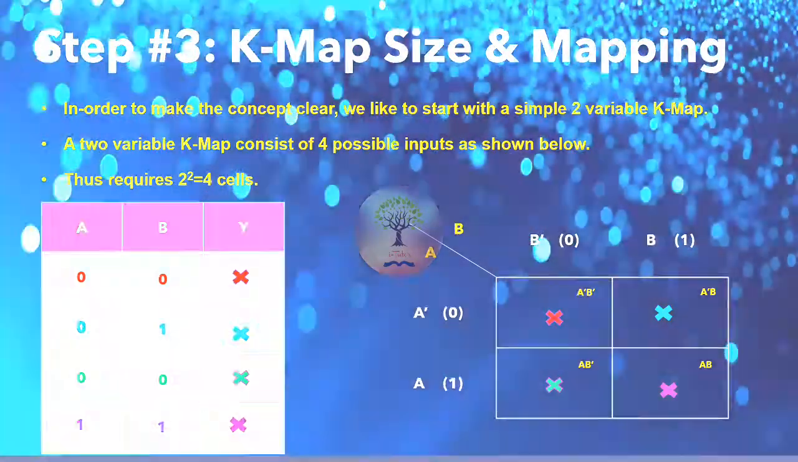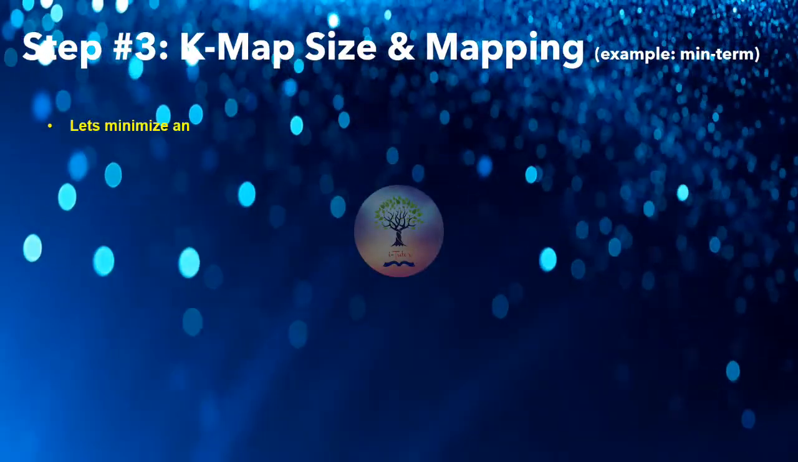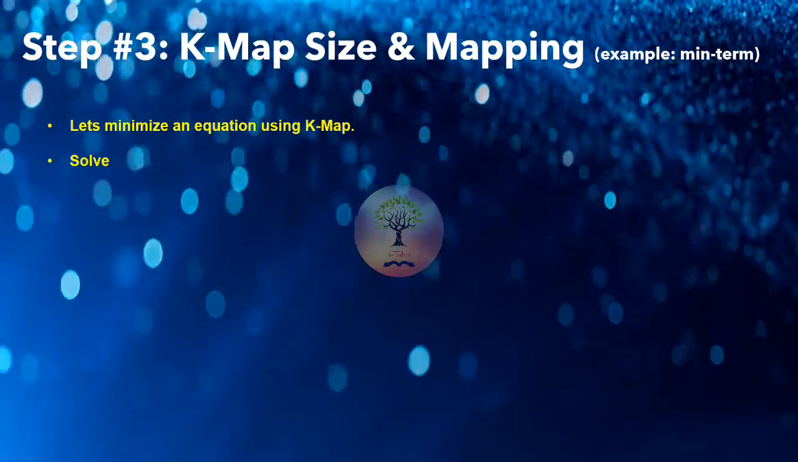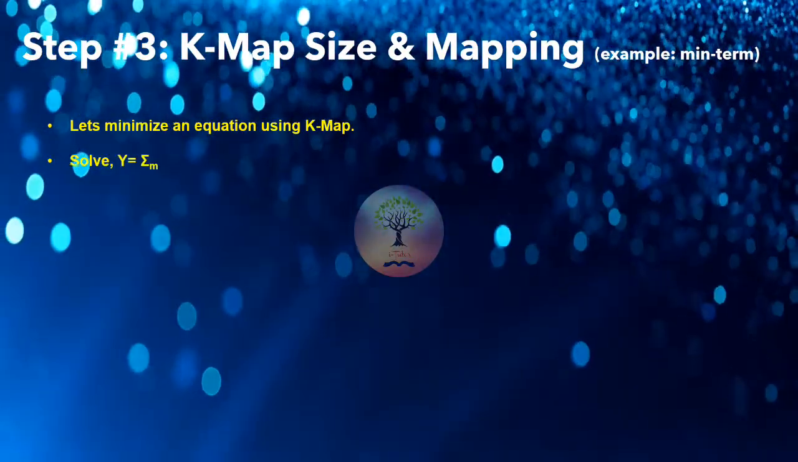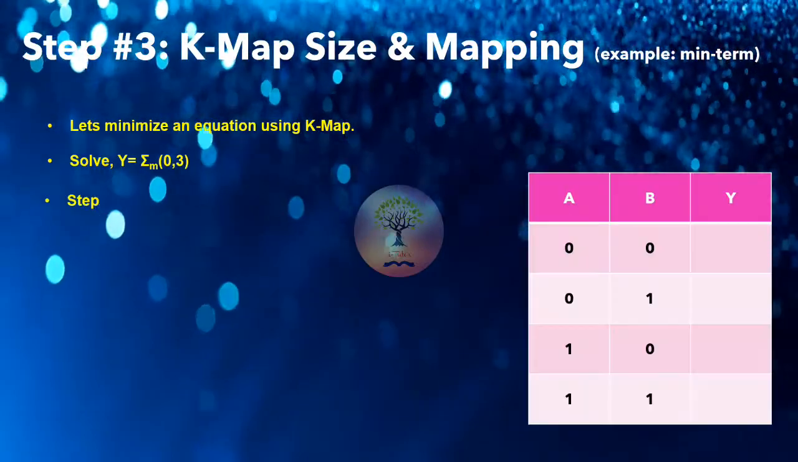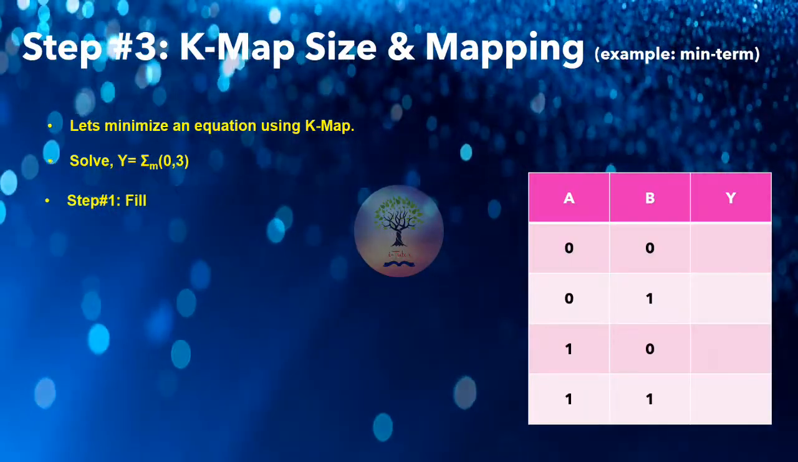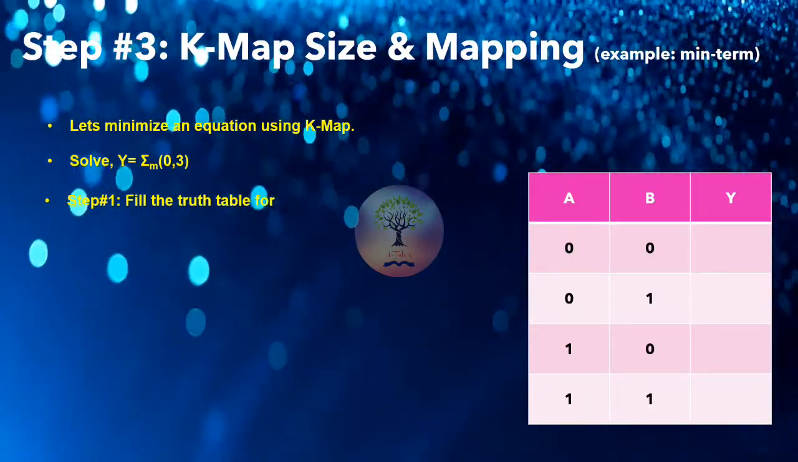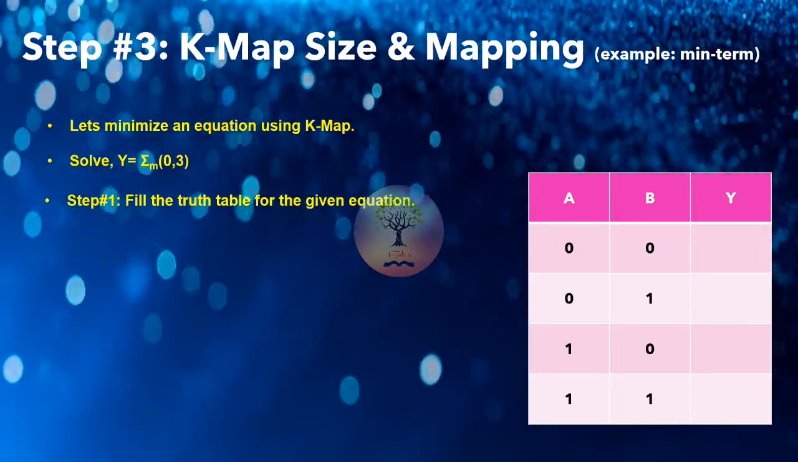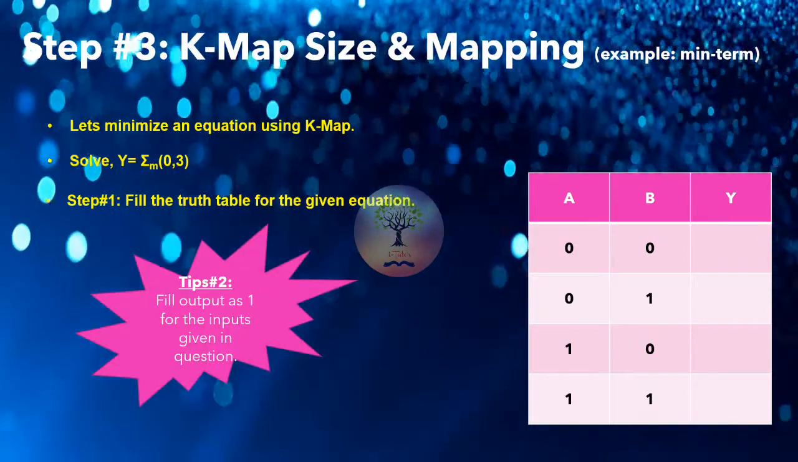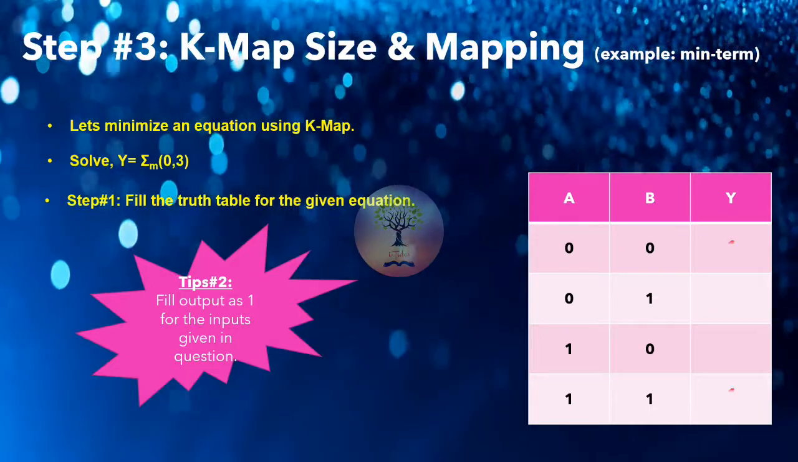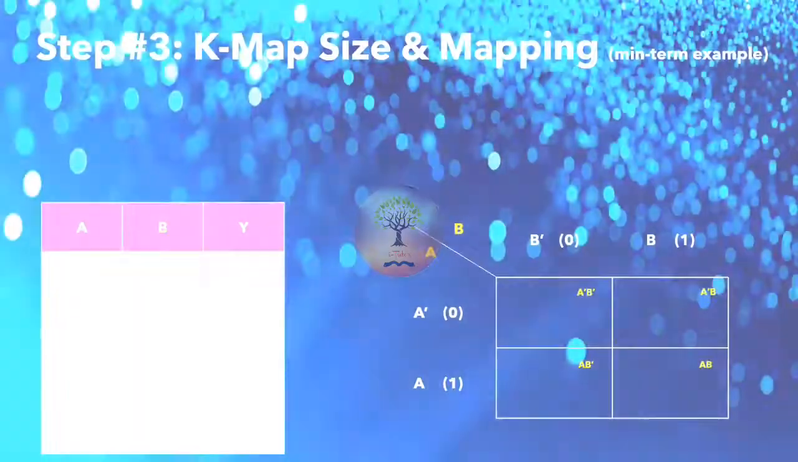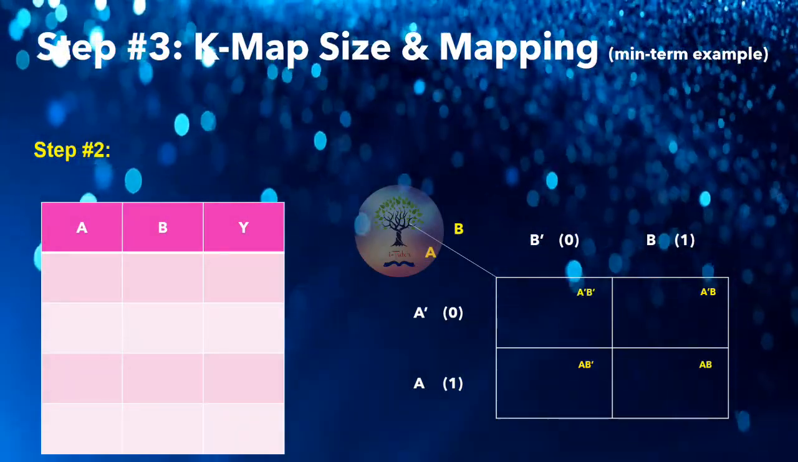Let's minimize an equation using KMap. Solve y equals sigma m of 0, 3. Step number 1. Fill the truth table for the given equation. Fill output as 1 for the corresponding inputs given in the question. Step number 2. Map the truth table variable into KMap.